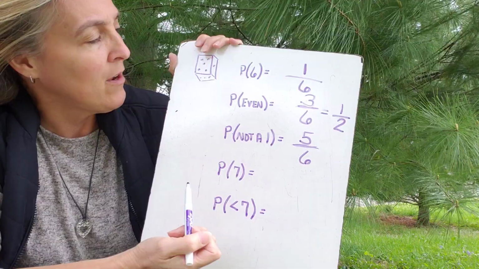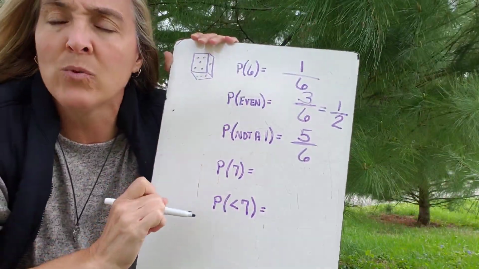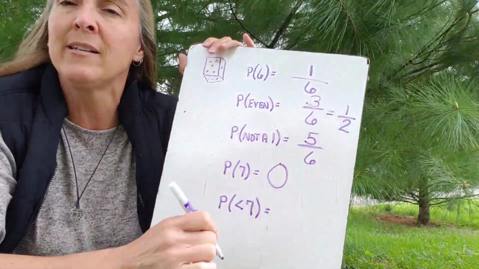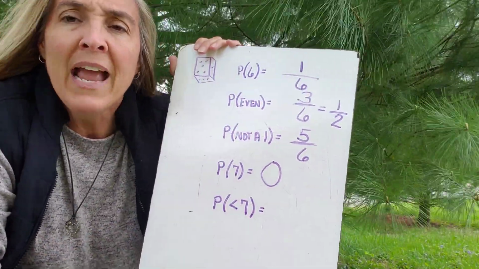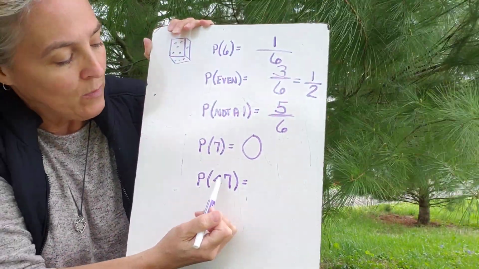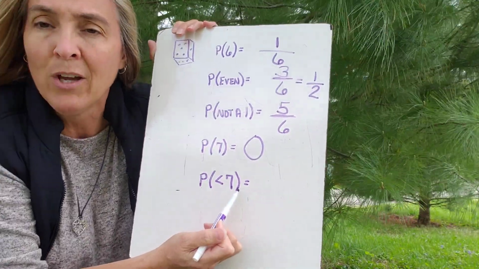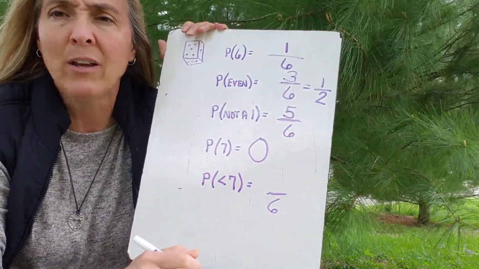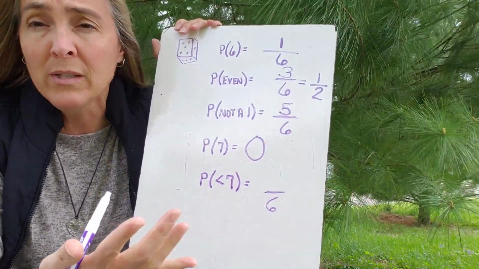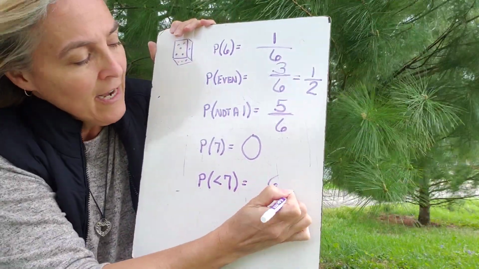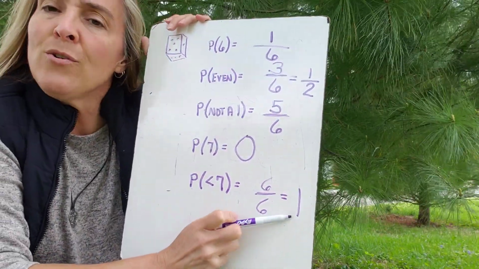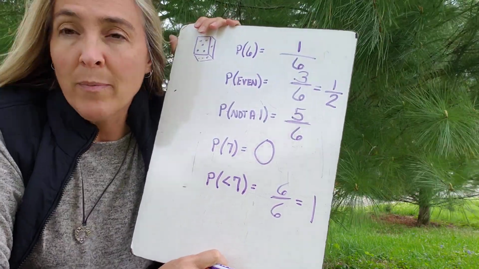What would the probability of rolling a 7 be on this regular 6-sided die? 0. Anytime the probability is 0, it is not happening. And what is the probability that it would be less than 7? Well, out of a 6-sided die, if it's less than 7, it could be 1, 2, 3, 4, 5, or 6. 6 out of 6. If it is definitely going to be less than 7, you are certain it will happen. Your probability is going to be a 1.